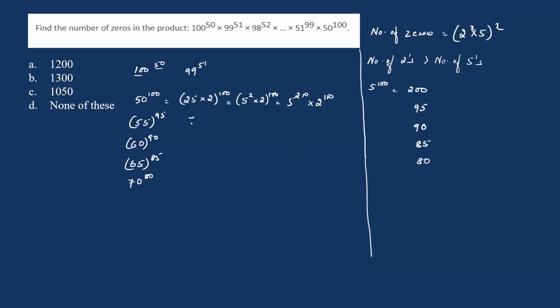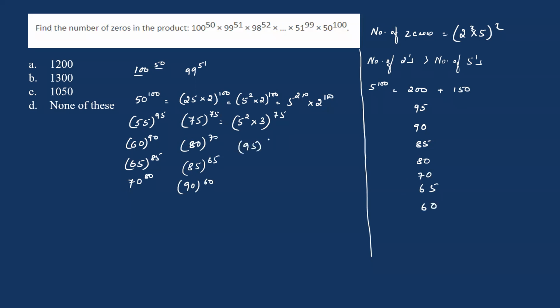Now let's understand 75 to the power 75. 75 is again 25 into 3 whole to the power 75. So the number of 5's will be how many, guys? 150 will be the number of 5's. 80 to the power 70 will give you 70 5's. Next, we will have 85 to the power 65, reducing mode, right? 85 will give you how many 5's? 65 5's. Then 90 to the power 60 will give you 60 5's. 95 to the power 55 will give you 55 5's. And finally 100 to the power 50.